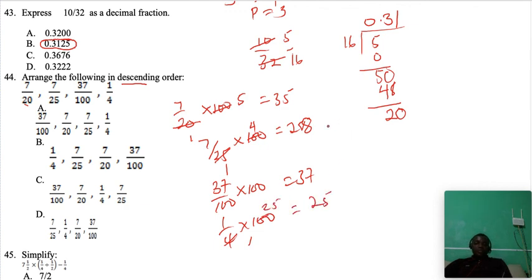So which one is the highest? Let's see, 35, 28, 37. So 37 is the highest. So 37 over 100, good. Then we come to 7 over 20, then 1 over 4, this is not the answer. Then let's come here: 37 over 100, 7 over 20, 7 over 25, 1 over 4. So this A is the answer. So you can use this or the LCM method.